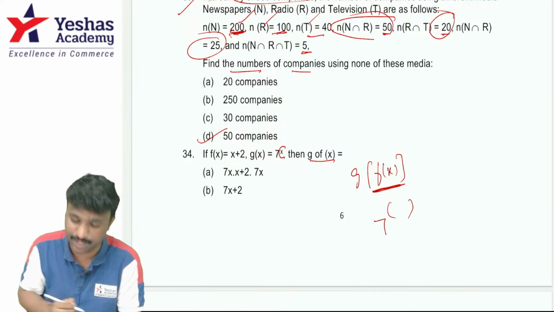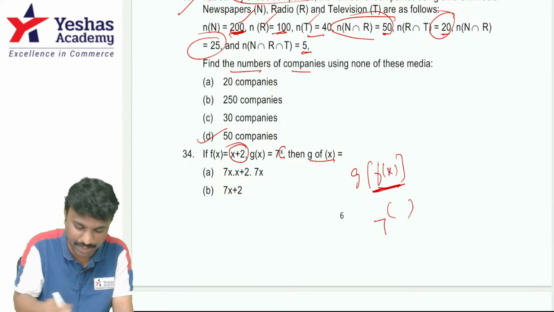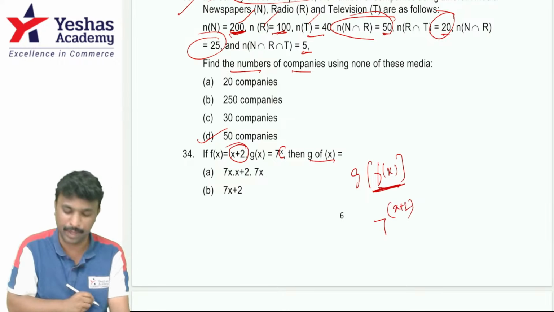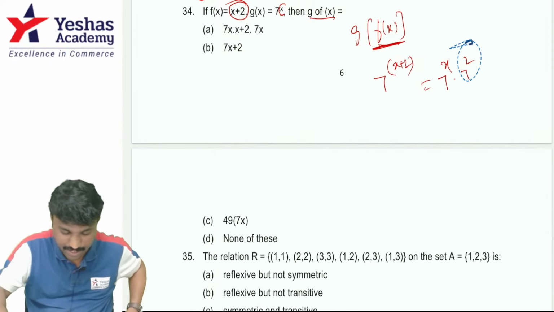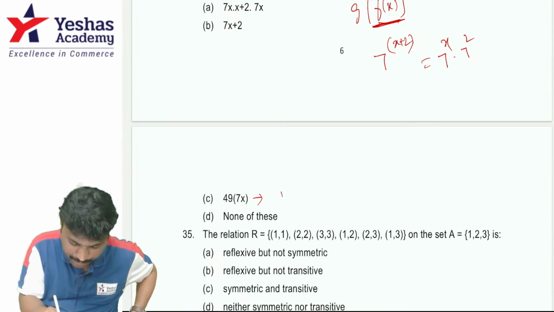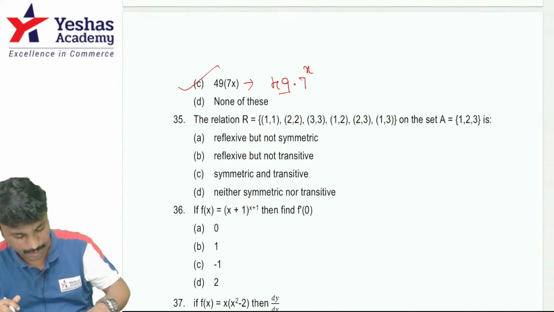7 power x. But what is my x? f of x is my x. So in place of x, I should substitute x plus 2. You understood? Now, isn't it 7 power x into 7 power 2? Yes. So 7 power 2 is 49. So it is 49 into 7 power x. It's a printing mistake; it is 49 into 7 power x. So option C. It's not 7x. It should have been 7 power x.